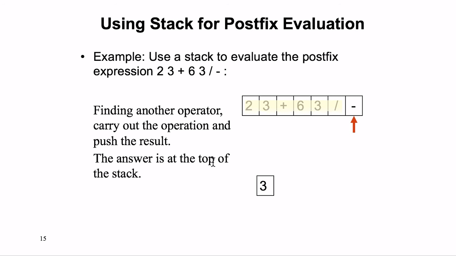So the next step, we find another operator, the subtraction. The operation is carried out by popping the 2 elements, the 2 and 5. Again, that's a non-commutative operation. The 2 is the second operand. So we have 5 subtract 2 equals 3, and the result is pushed back onto the stack.